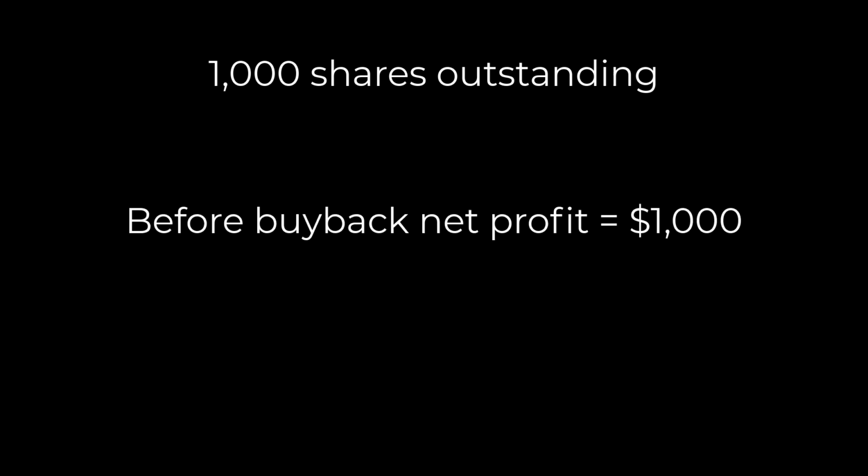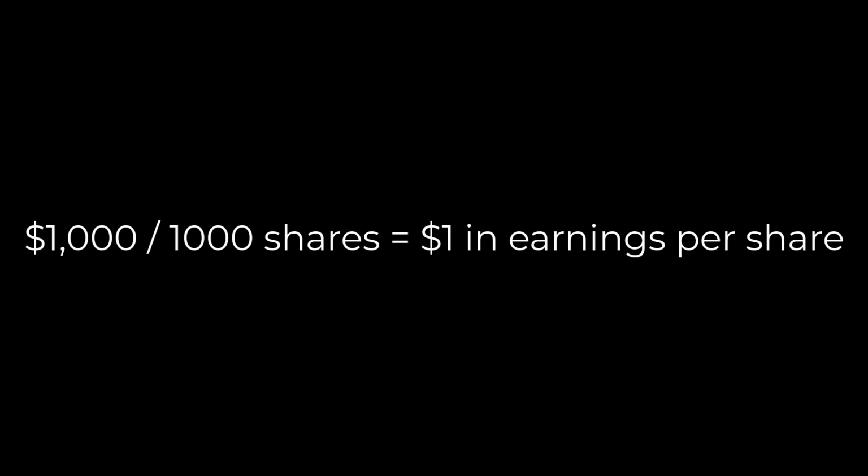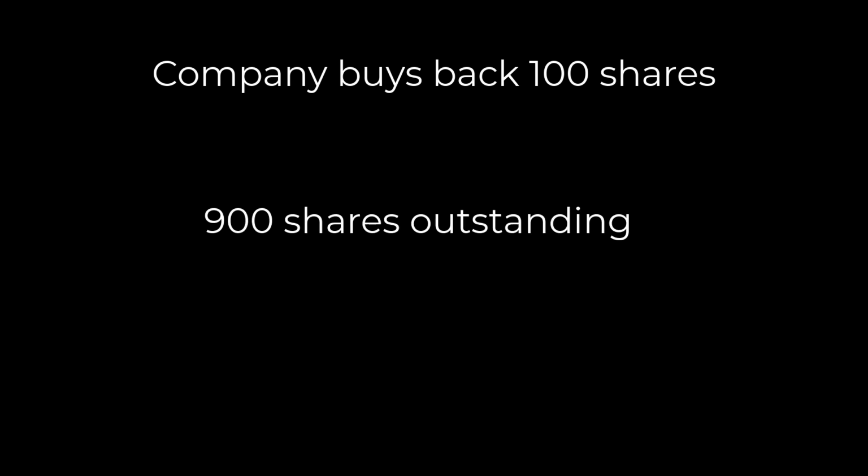Before the company bought back its shares, the company generated $1,000 in net profit. That means the net profit, or earnings per share, was $1. $1,000 divided by 1,000 shares equals $1. Now let's assume the company buys back 100 shares. Now there's 900 shares outstanding.